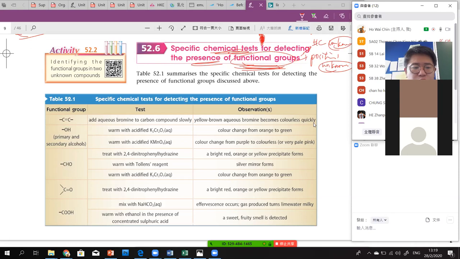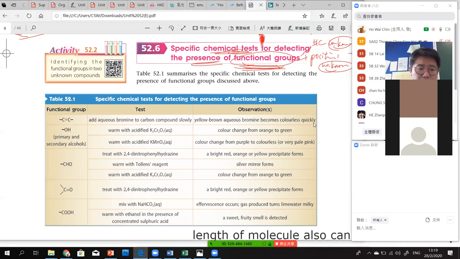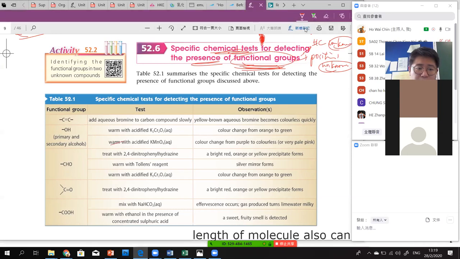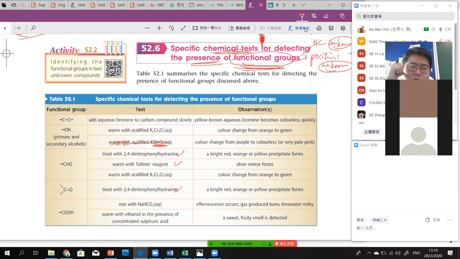Yesterday, we just introduced to you some of the commonly used chemicals, just like bromine, acidified K2Cr2O7. But for KMnO4, I would highly recommend you not to use this one, because the oxidizing power of KMnO4 is too strong. And there is something new, these two, right? This is what we stopped at last night, okay? 2,4-dinitrophenylhydrazine and Tollens' reagent. So this one will narrow down the choices to the carbonyl group.